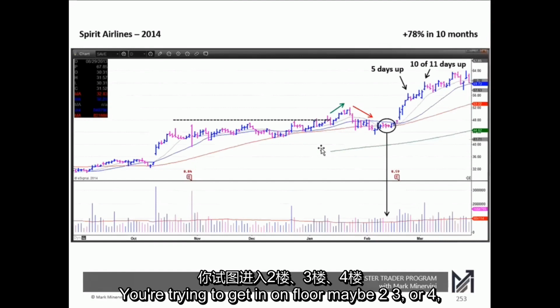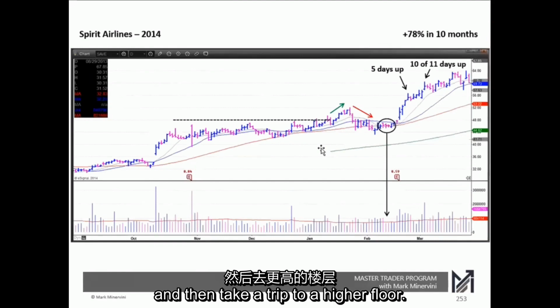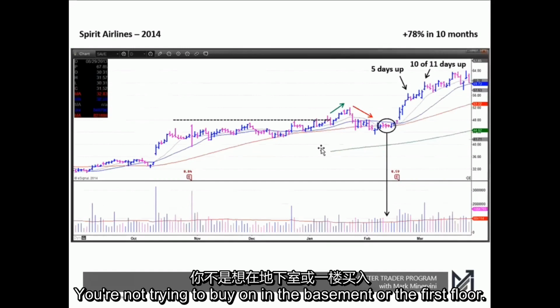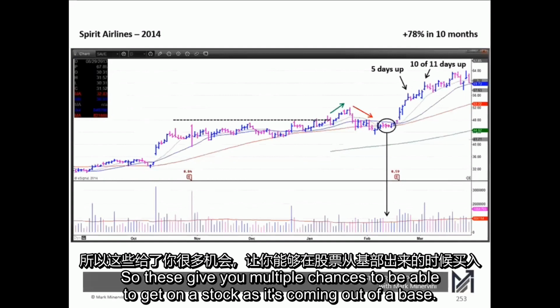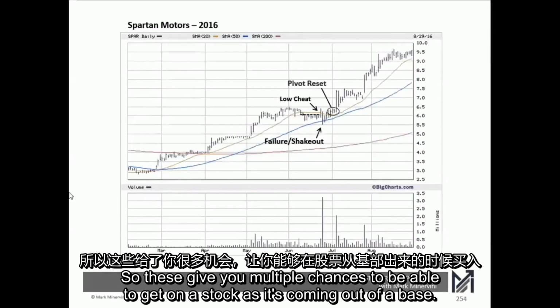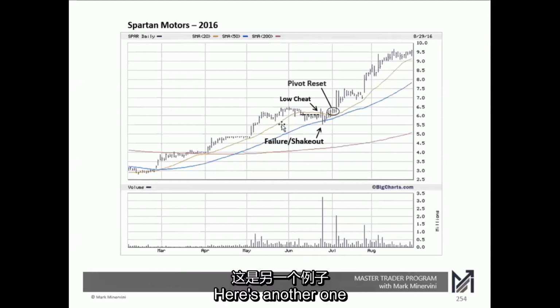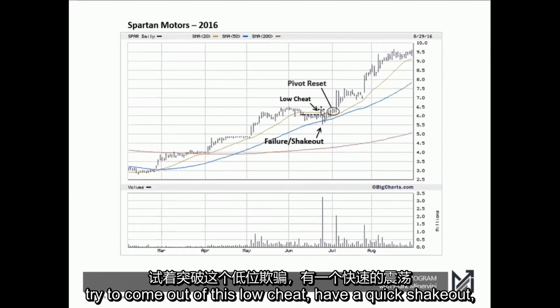You're trying to get in on floor maybe 2, 3, or 4, and then take a trip to a higher floor. You're not trying to buy in the basement or the first floor. So these give you multiple chances to be able to get on a stock as it's coming out of a base.